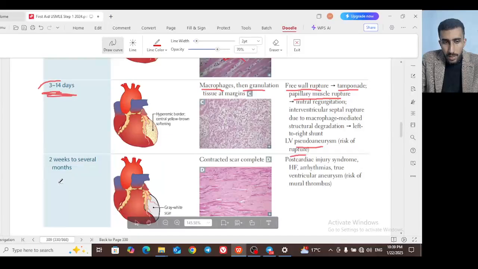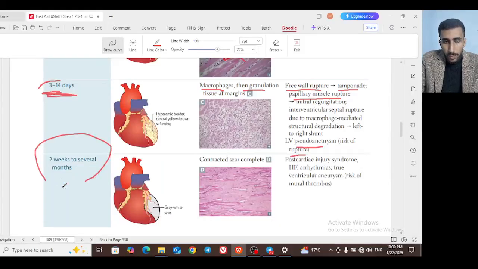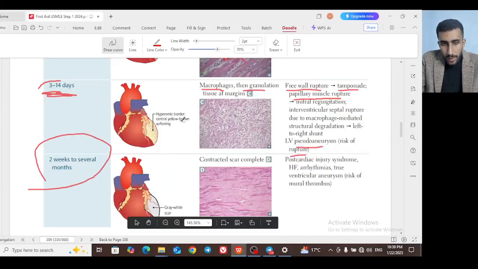From 2 weeks to several months, this is the end result of the MI. The hyperemic border and the central yellow-brown softening transform into a gray-white scar. Finally, we reach the point of scar formation.